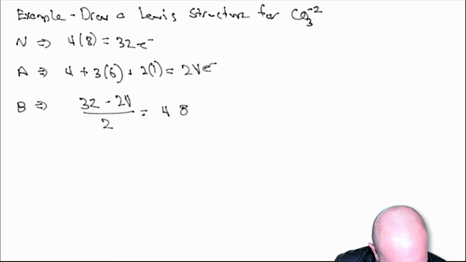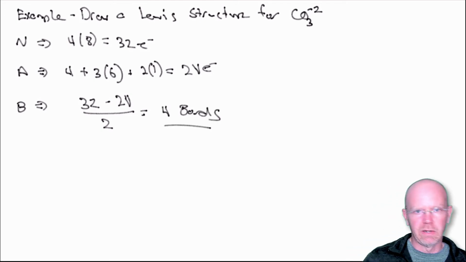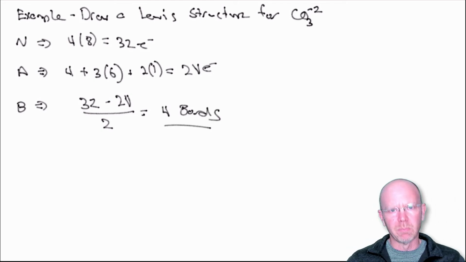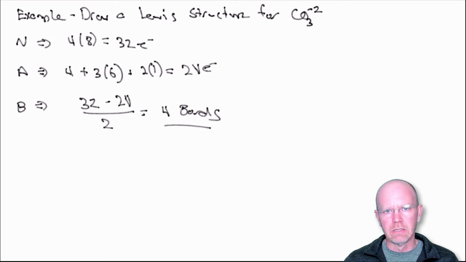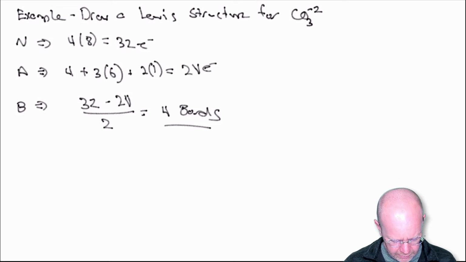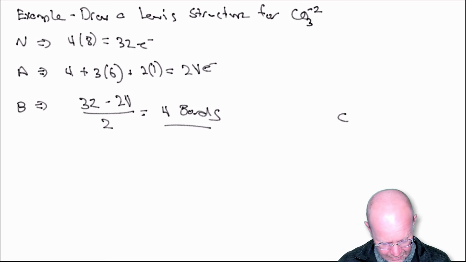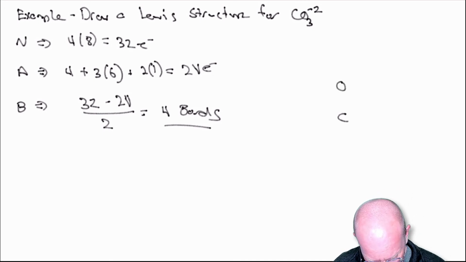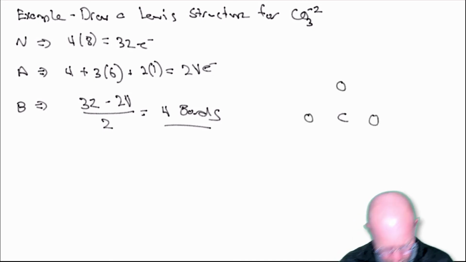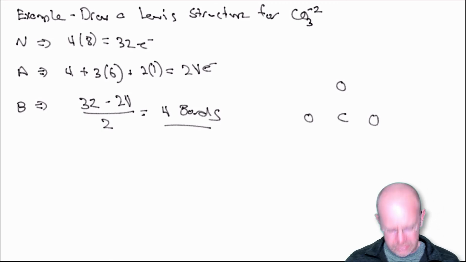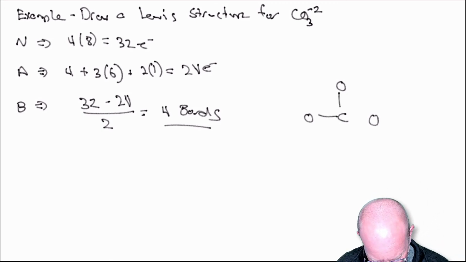So we know there are 4 bonds that need to be formed in this molecule in order to complete the octet of all the atoms in this polyatomic ion. So now to construct the Lewis structure, we're going to start with carbon in the center, and then we're going to just place the oxygen atoms around it. We know that we need a total of 4 bonds. We're going to start by drawing 1 bond to each oxygen.